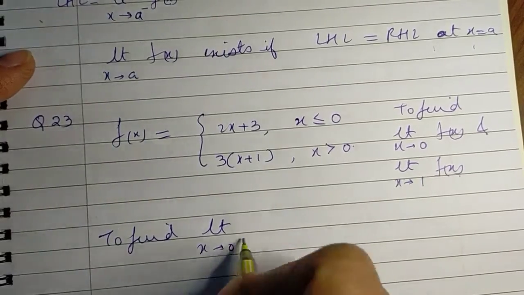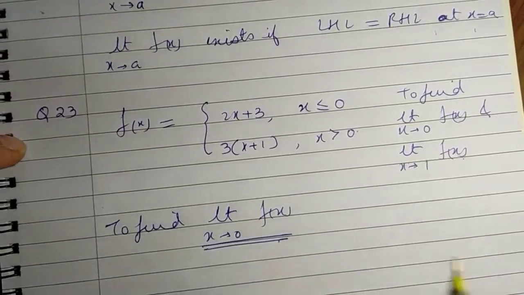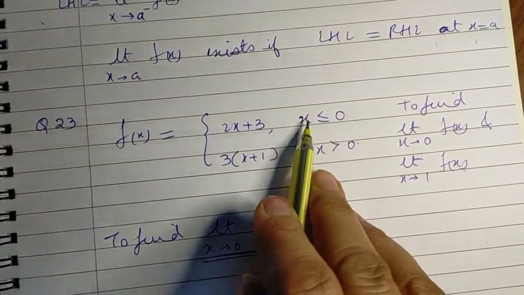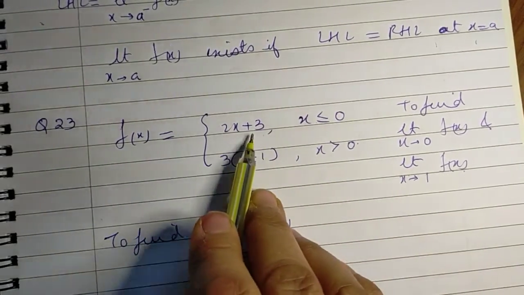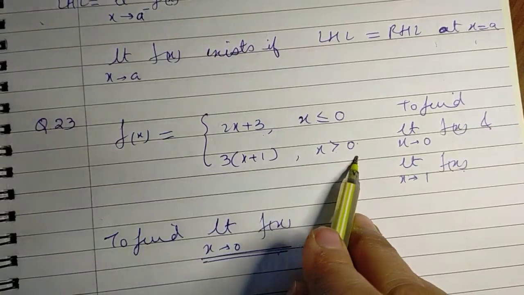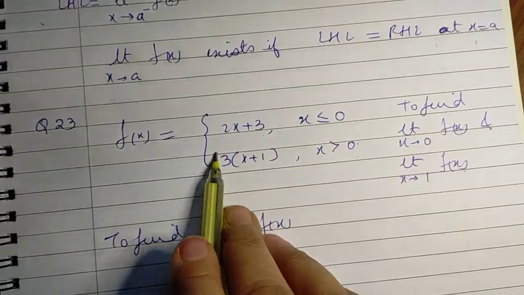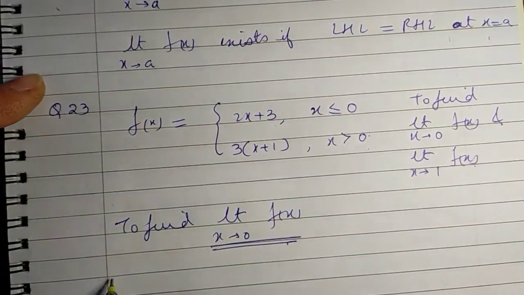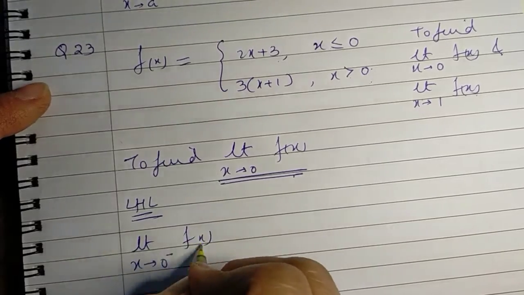So let us first consider limit x tending to 0 of f(x). We proceed as under. What we observe from the definition of the function is that on the left of 0 there is one definition of the function, that is 2x plus 3, whereas on the right of x equal to 0 the function is defined in another manner, that is 3x plus 1. So let's see how we proceed. Let's first find the left hand limit. We write it as x tending to 0 minus f(x).